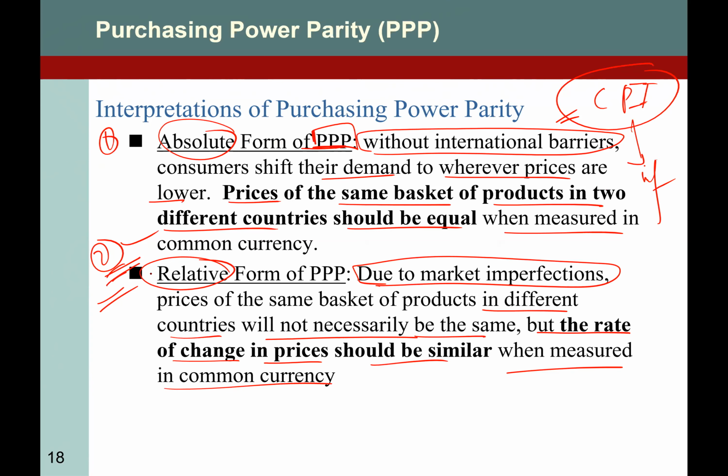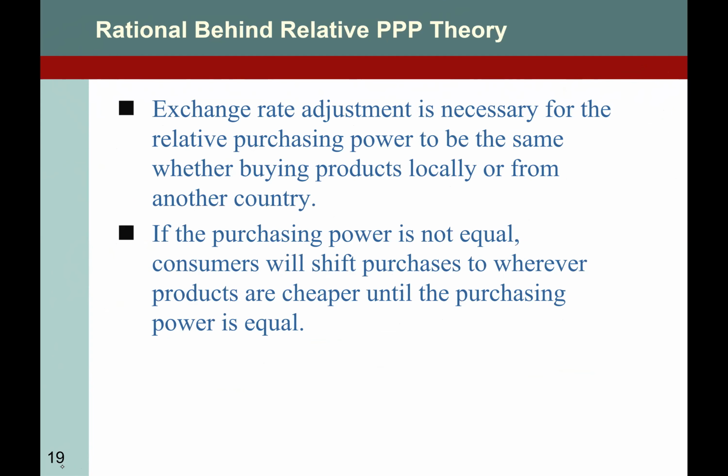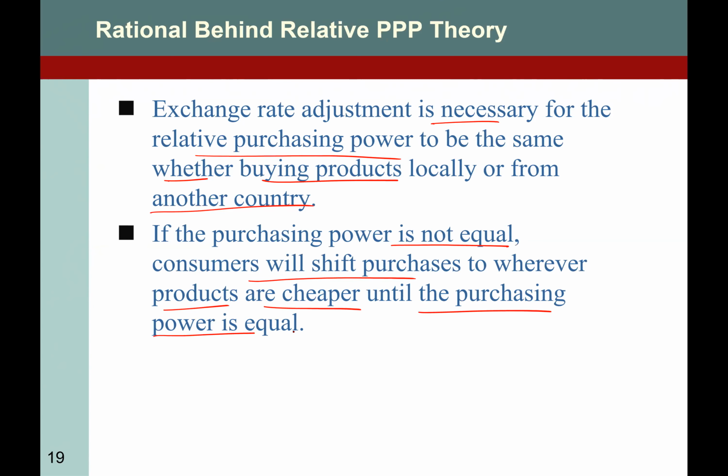So let's talk about this, the purchasing power parity. Exchange rate adjustment is necessary for the relative purchasing power to be the same whether buying products locally or from another country. If purchasing power is not equal, consumers will shift purchases to wherever products are cheaper until purchasing power is equal. What does it mean?